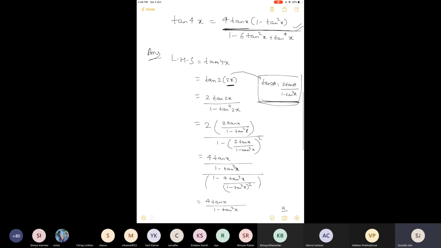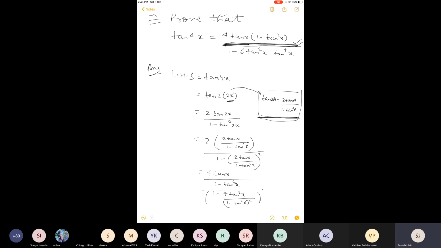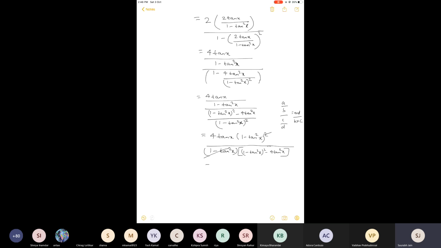This is exactly the same that we have to prove. See, what do we want in the numerator? We want 4 tan x into 1 minus tan square x. Exactly the same expression is there. And if you expand the denominator, then you will get the same expression in the denominator also. 1 minus tan square x whole square is 1 plus tan to the power 4 x minus 2ab, which will give you minus 2 tan square x, and we have minus 4 tan square x also. And that's it. Because if you simplify this expression, in the denominator you will get tan to the power 4 x minus 6 tan square x plus 1. So this is what you are supposed to prove.